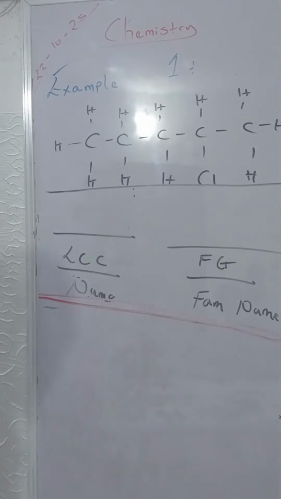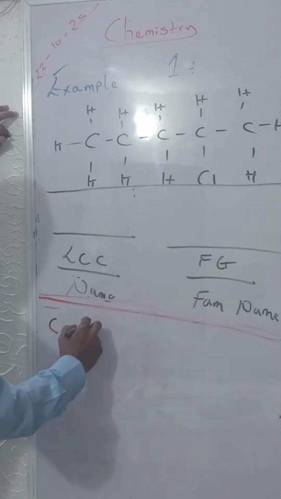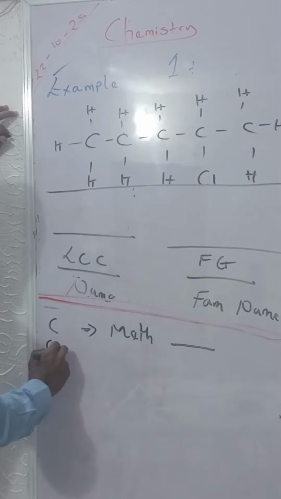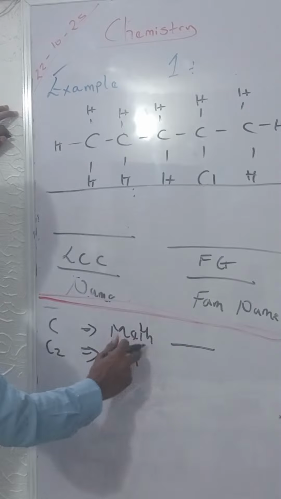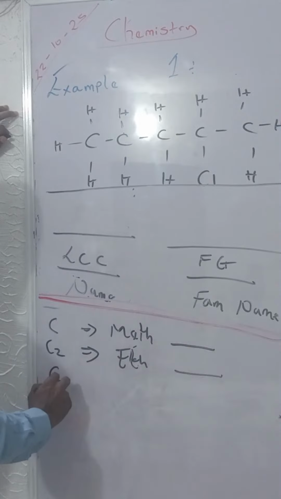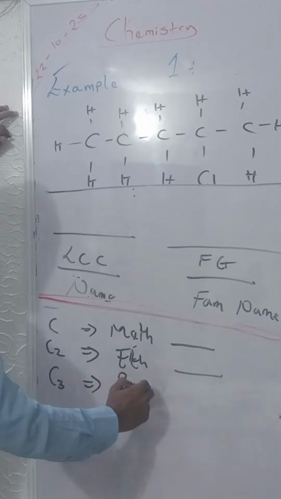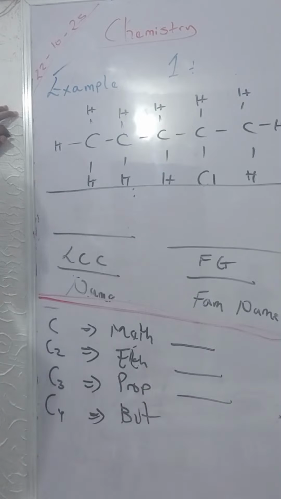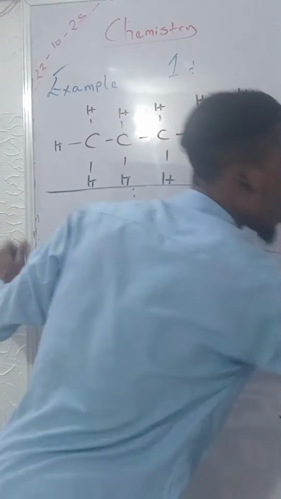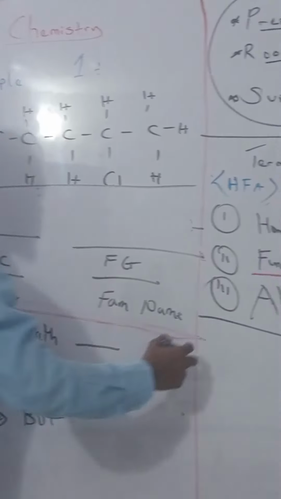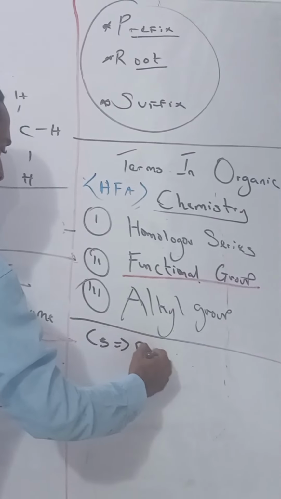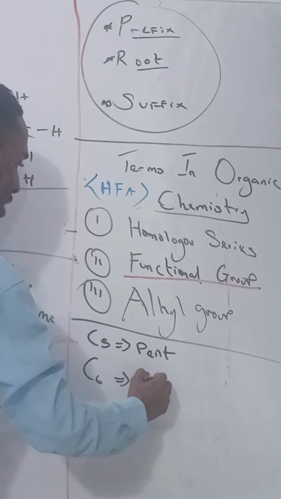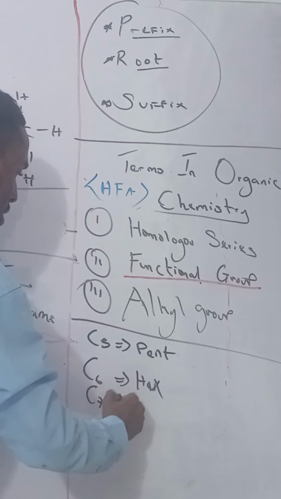So let's use it now. Anywhere you see C1, it is meth. Remember, in chemistry you don't write 1. Then you put the family name. When you see C2, it is eth. C3, prop. C4, but. Are you following? C5, pent. C6, hex. C7, hept.